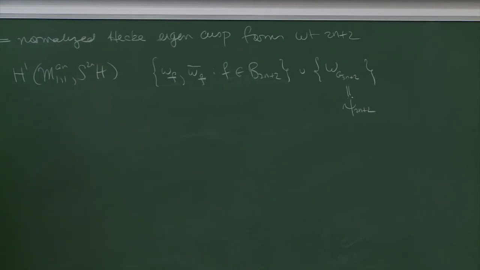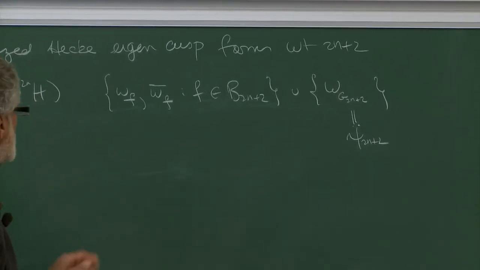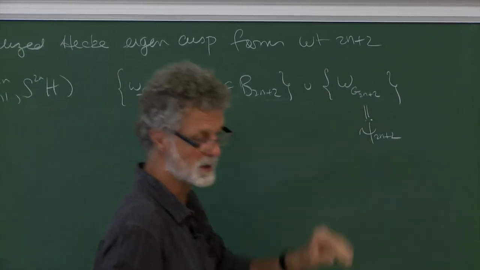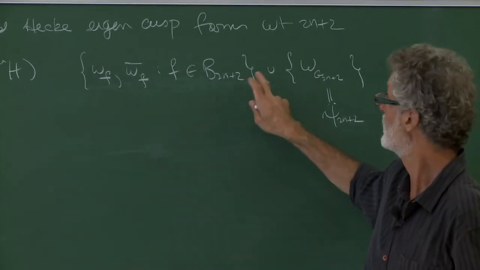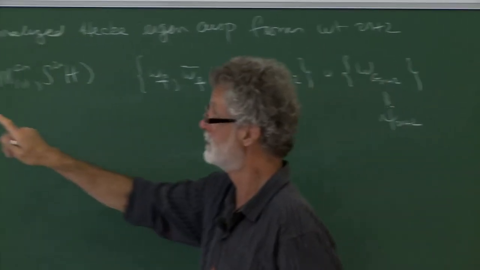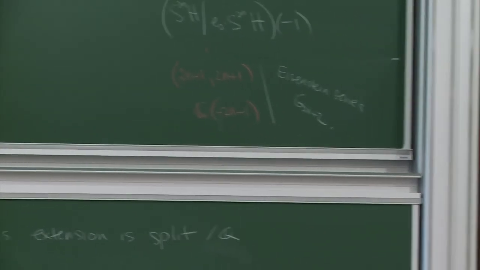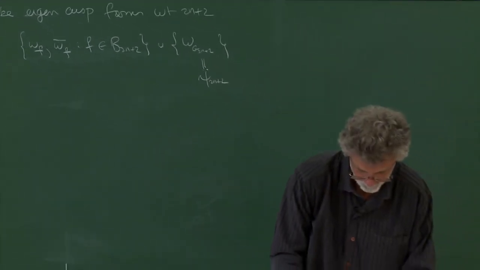All right, so you get a natural basis of cohomology out of normalized cusp forms. But you need a cusp form and its conjugate, but you only need one Eisenstein series. And this guy spans the copy of this guy here. Okay.